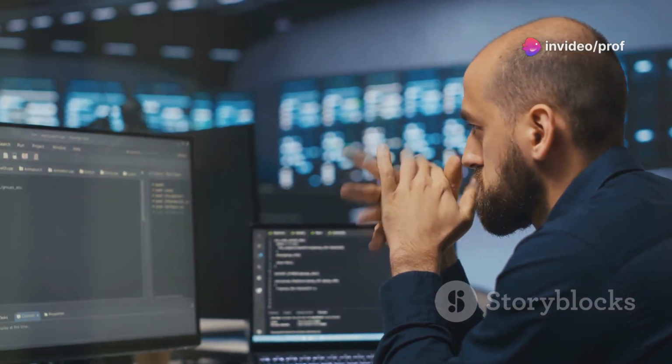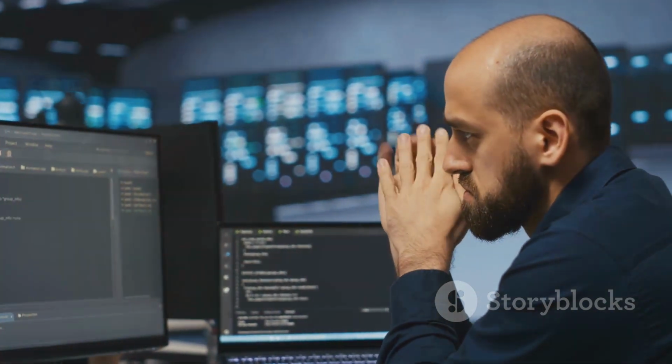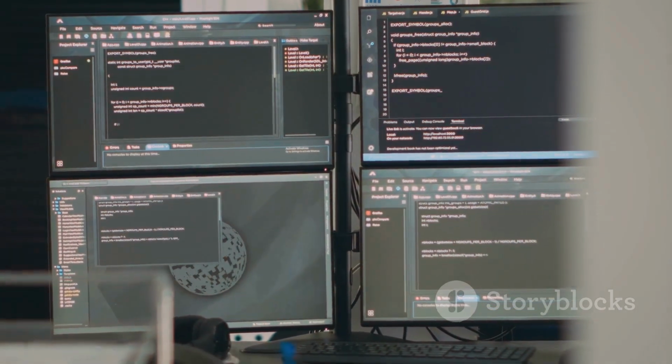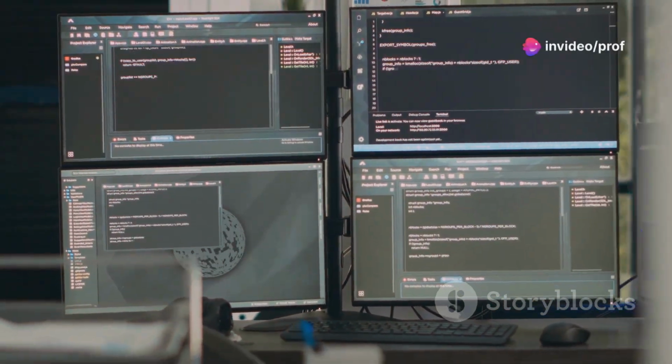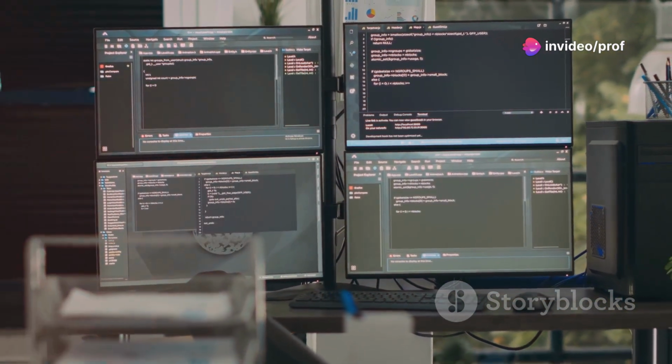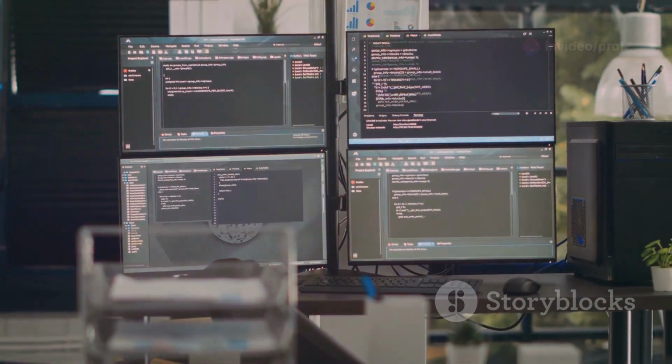From sklearn.datasets import load_iris, iris = load_iris(). This code snippet imports the IRIS dataset, which contains data about different species of iris flowers. The dataset includes features such as sepal length, sepal width, petal length, and petal width.